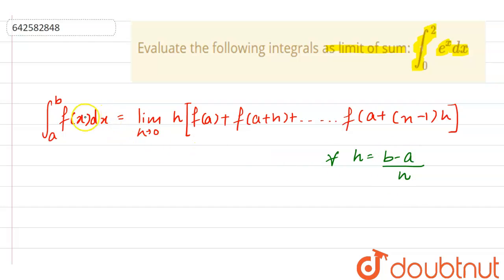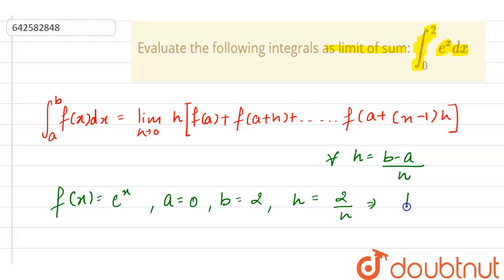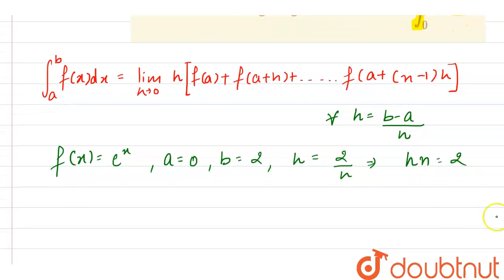Now if we compare this with the question, f of x is equal to e raised to power x, a is equal to 0, and b is equal to 2. This means h is equal to b minus a by n, that is 2 minus 0, 2 by n. So the value of h into n is equal to 2.